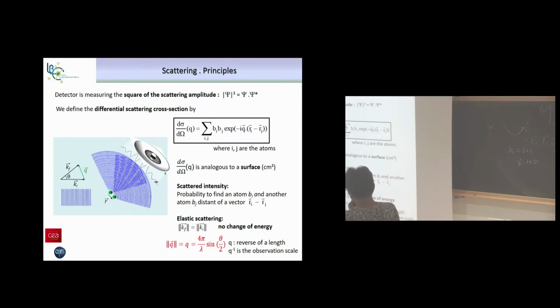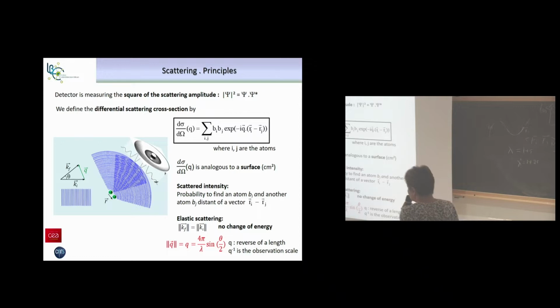You see that in the scattering cross-section there is a product Bi Bj, which is analogous to a surface. So this is the reason why we call this differential scattering cross-section a section. So the scattering intensity, in fact, is a probability to find an atom i and an atom j at a distance of a vector Ri minus Rj.